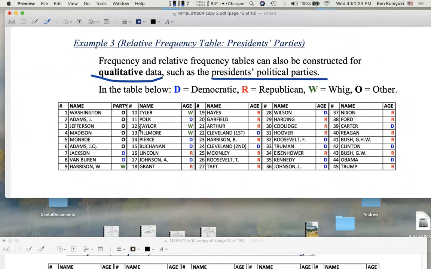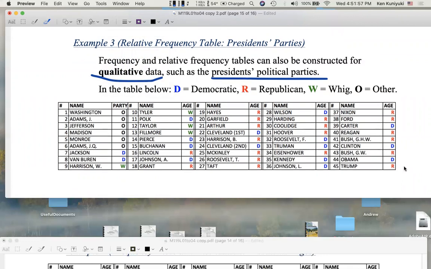So for example, Donald Trump is a Republican. I guess I should use purple as a neutral color here. Okay, Donald Trump is a Republican. Barack Obama was a Democrat, George W. Bush was a Republican, and so forth. These parties are qualitative. Now, you might have a ranking, that's like ordinal data, but objectively speaking, the parties are qualitative data. The values of the parties represent qualitative data values.